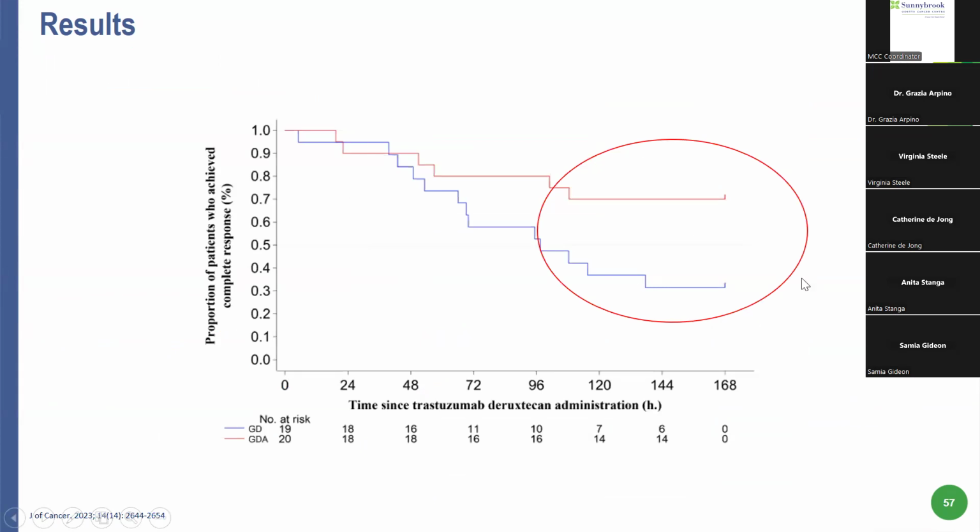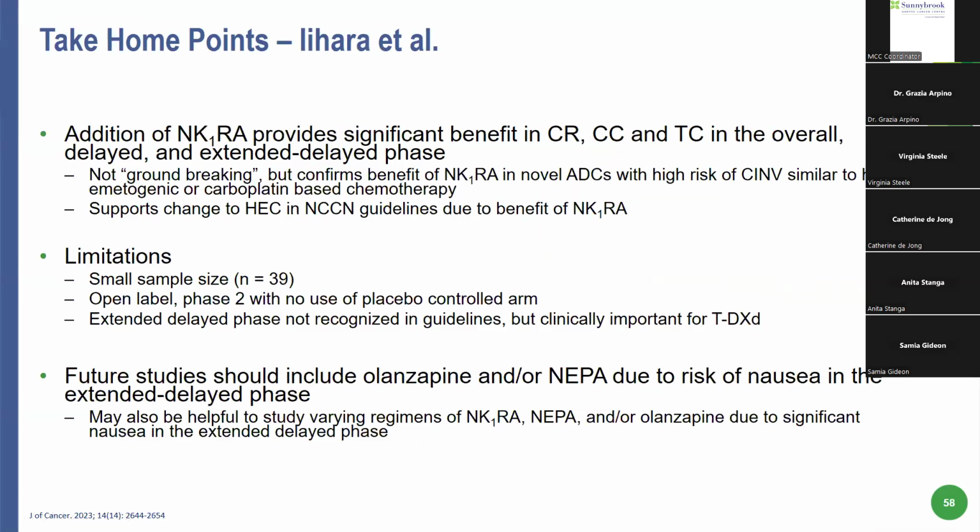Here are the curves of the proportion of patients in complete response with the triplet and with the doublet treatment. There is a statistically significant difference. So the authors of the paper conclude that we should use an NK1 receptor antagonist together with the 5-HT3 receptor antagonist and corticosteroids, because in ADC treated patients this triplet performs much better than the doublets, and further studies should be done to look at whether olanzapine should be added to this regimen for these patients.